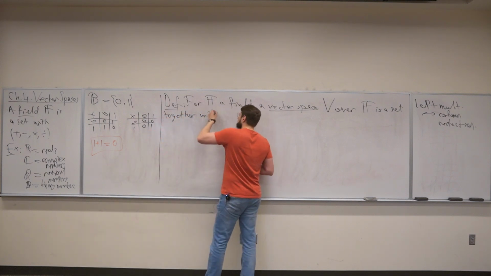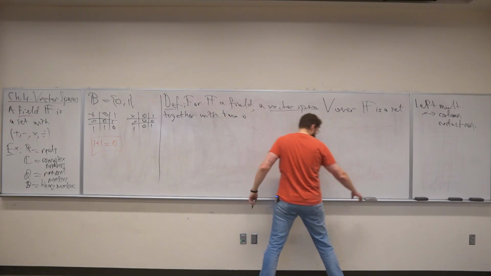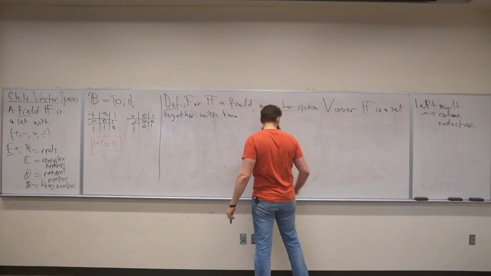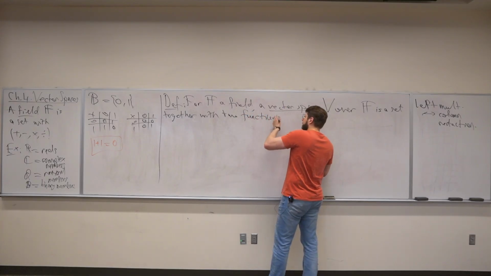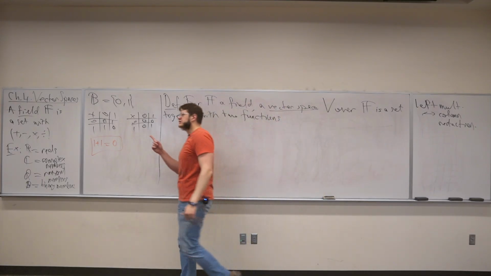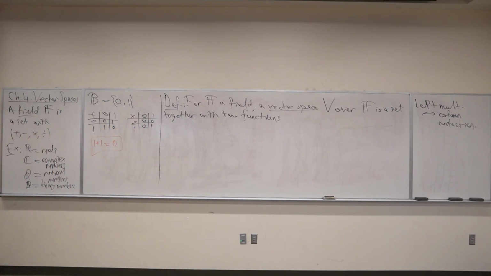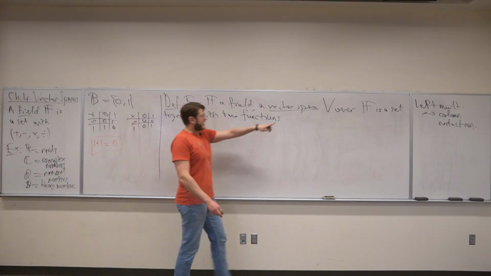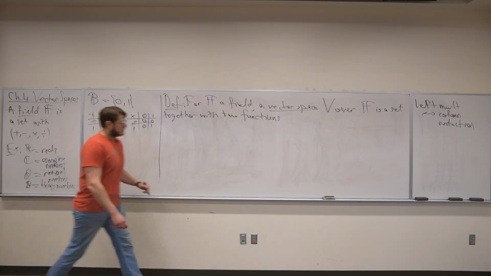A vector space V over F is a set together with two, let's say, functions. Vector addition is going to be one function that depends on two vectors and gives me back one vector, and scalar multiplication is going to depend on, again, two things, one scalar and a vector, and it's going to give me yet another vector.